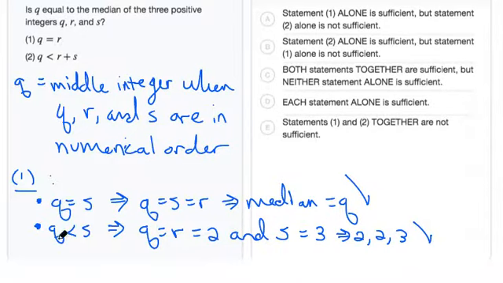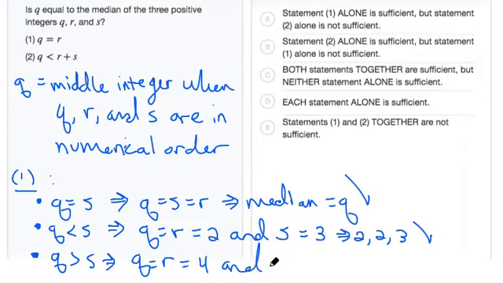The last case we need to consider is if q is greater than s. Let's do another test case like we did in the last one. If q is equal to r, which is equal to 4, and say s is equal to 3 again, we now have that the numbers in order would be 3, 4, 4. The median would be the middle integer 4, which is also equal to q. So again, we would have a yes answer to the question. In all cases, we can determine that q is equal to the median. So this statement alone is sufficient.